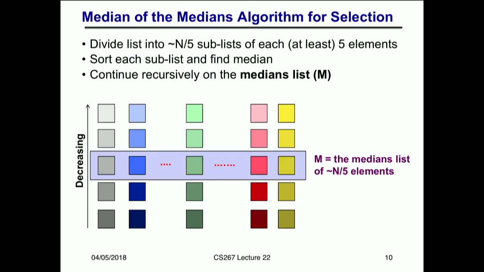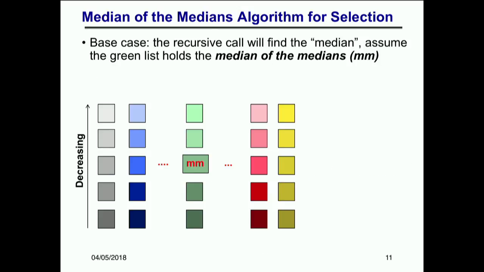So the problem of solving this with n elements, now I'm going to do a recursive call only on this n over 5 elements medians list. Okay, that's my recursive call. And assume you found that median. Call it MM because it's the median of medians. I haven't said anything about the exact order of these medians. All I'm saying is half of them are smaller than this, half of them are bigger than this, plus or minus 1.